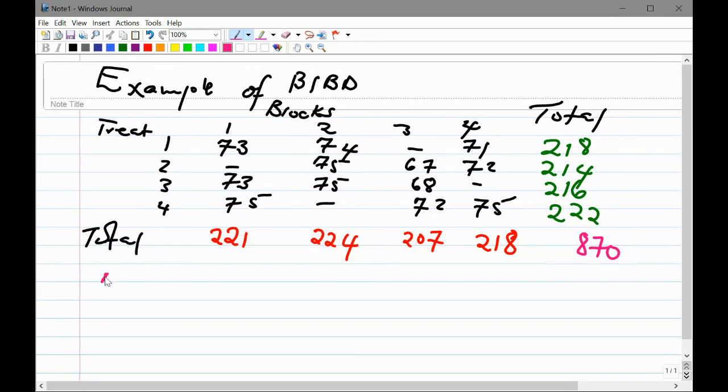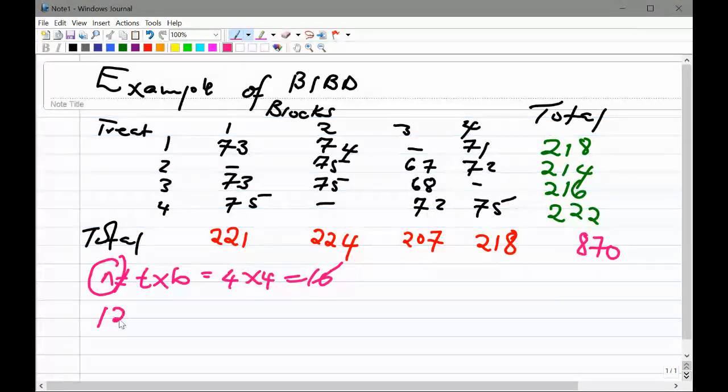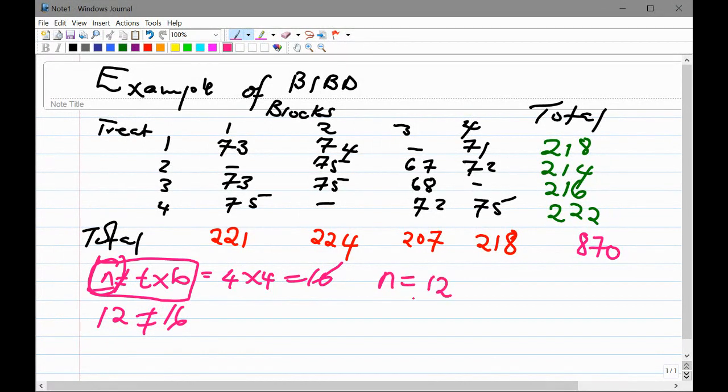So what is your n? n is not equal to t multiplied by b, because if you say t multiplied by b, you will get 4 treatments multiplied by 4, which is 16, right? But if you count the number of observations that you have, it is 12. So 12 is not equal to 16, so this formula does not apply. So you must use n equal to 12. Don't say t multiplied by b.